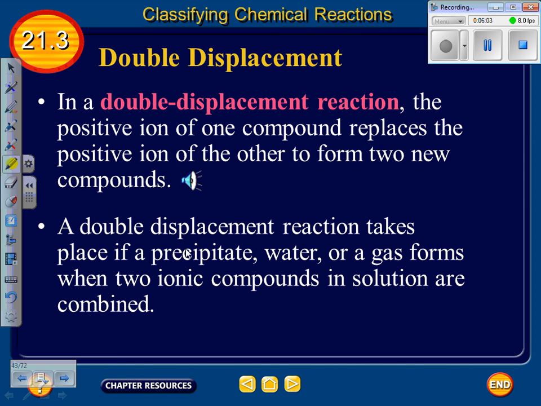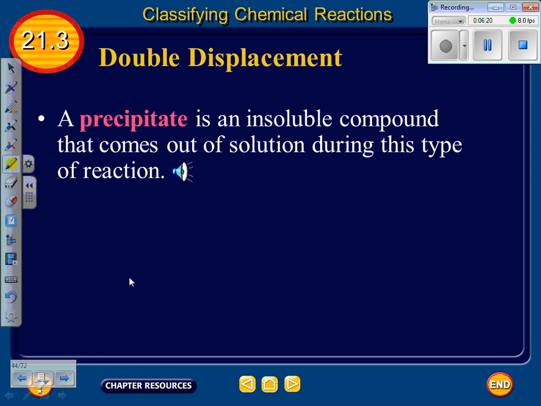And we'll do a reaction in the future, an experiment, where we produce a precipitate. A precipitate is like when you boil salt water down and you boil off the water and the salt is left. A precipitate is an insoluble compound that comes out of solution during this type of reaction.